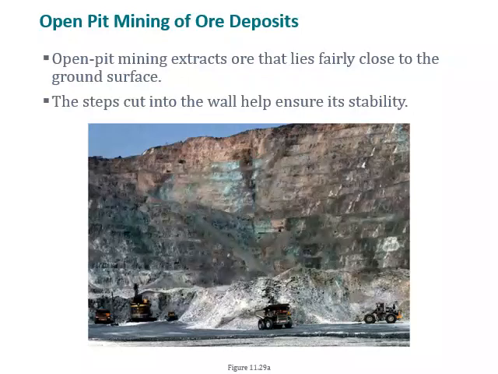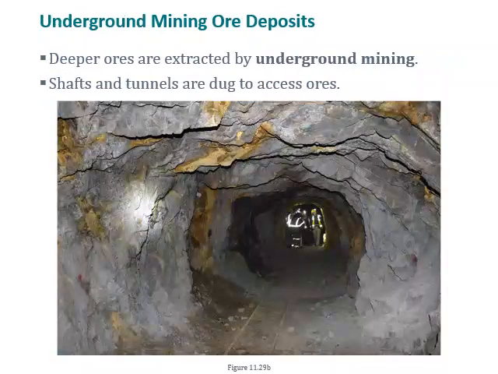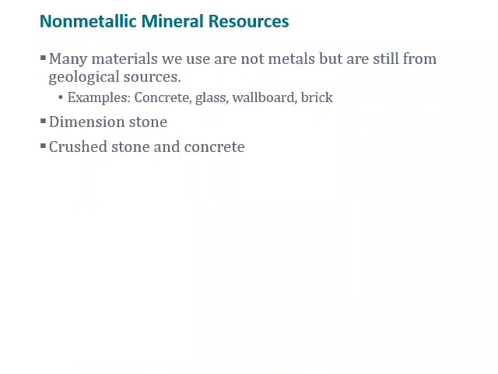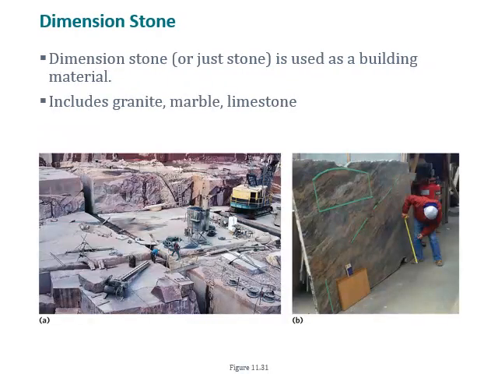Ore deposits are also mined underground when they are buried more deeply, and shafts and tunnels are dug to access them. There are also non-metallic mineral resources. In fact, many of the materials that we use aren't metals, but are still from geological sources. For example, concrete, glass, drywall, brick, dimension stone, and crushed stone. Dimension stone refers to the building material and includes granite, marble, and limestone. This is also just known as stone.